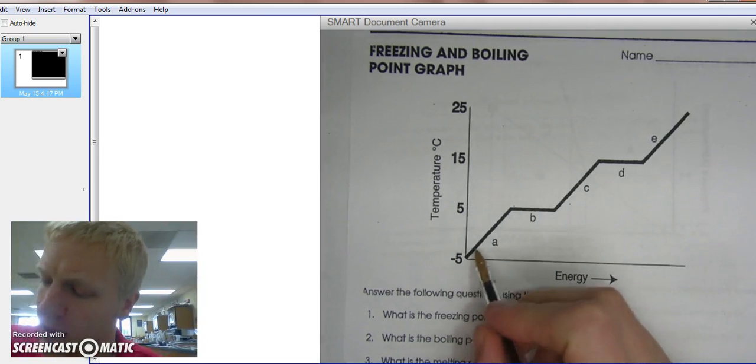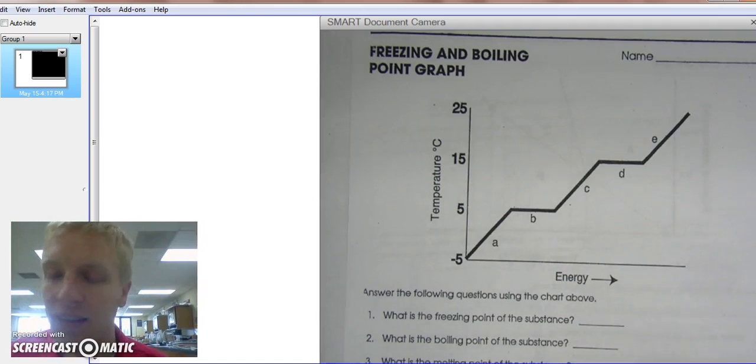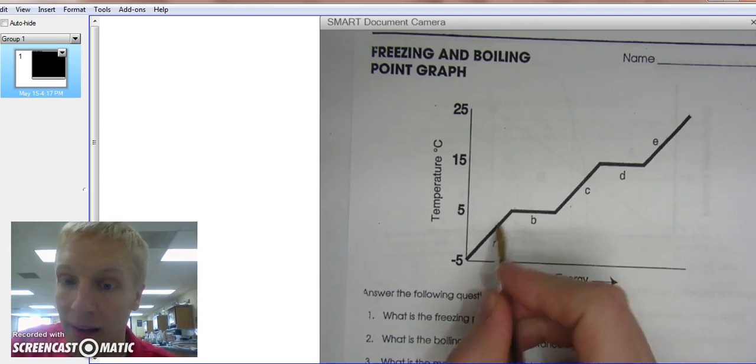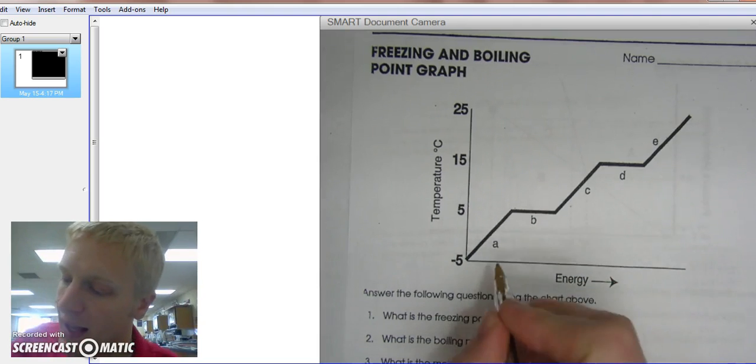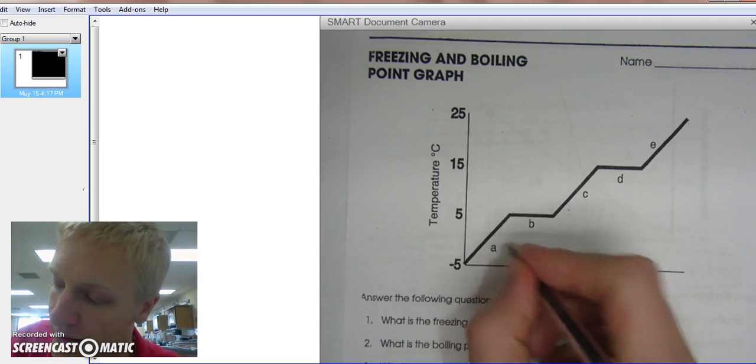And what we have right here is A, which is basically a solid that is heating up. A solid could be at various different temperatures and still be a solid. So right here we have a cold solid and here is a warmer solid, but it's still a solid. And as you input energy, the temperature goes up, so we'll call this solid.